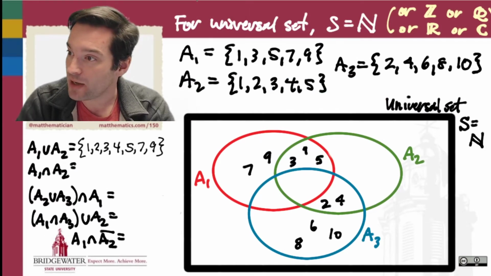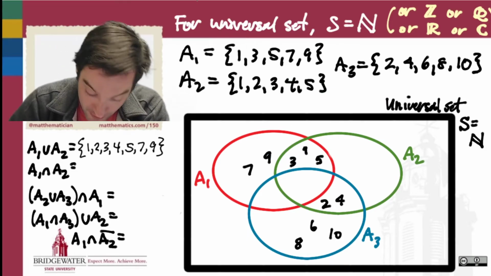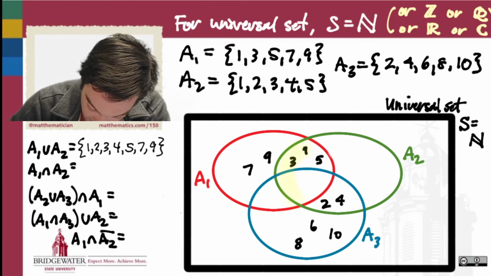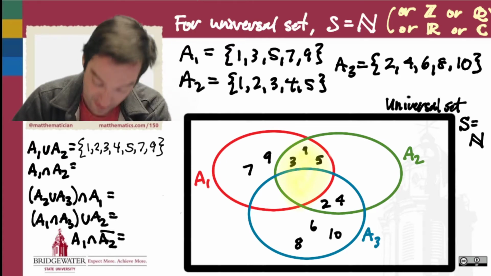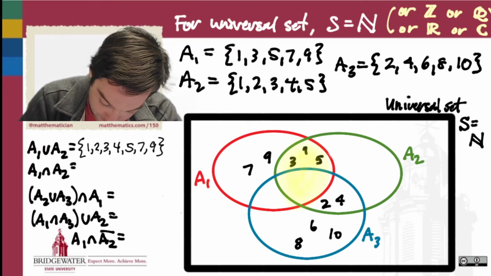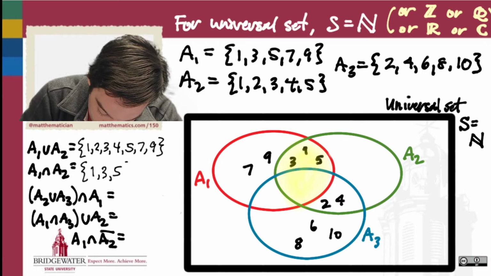So where should I be shading on this diagram to find the intersection of A1 with A2? So the football shape where the red oval and the green oval intersect one another. The overlap between the set A1 and the set A2. That's the intersection of A1 with A2. And so a roster for that would be 1, 3, and 5.